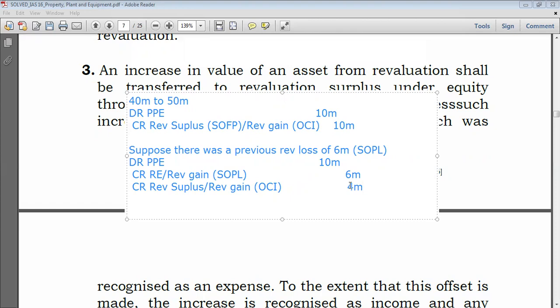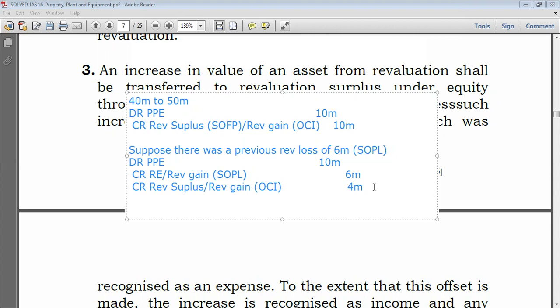So this is what happens. That's why, simply speaking, revaluation loss goes to profit or loss, revaluation gain to other comprehensive income. So if it is reversing something, you have to go where that thing went. So normally, as I said here, revaluation loss goes to statement of profit or loss, but also it depends. That is explained in point number 4.